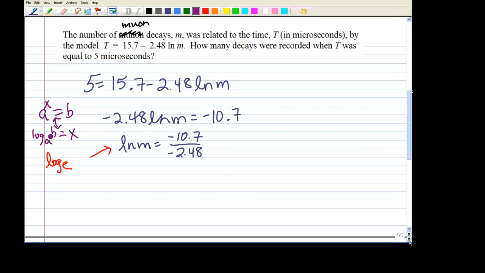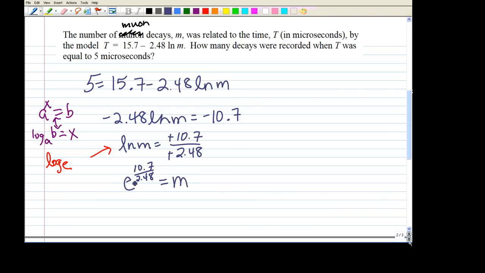The thing that has the exponent is your base, your exponent is on the other side of the log, and then the b is the other thing that's left. So anyways, ln is log base e. If I want to rewrite this as an exponential expression, I'll take my e and raise it to what it's equal to. The negatives cancel each other out, so we'll have 10.7 over 2.48, and that will be equal to m.